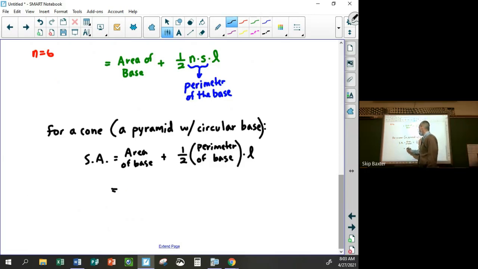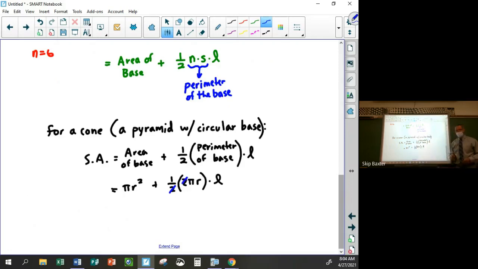The area of a base is just pi r squared. What's the perimeter of the base if it's a circle? What's the word we have for that? Circumference, right? And the formula is 2 pi r, right? This is just 2 pi r times L. But the half and the 2, they just cancel each other out, and you get pi r L.